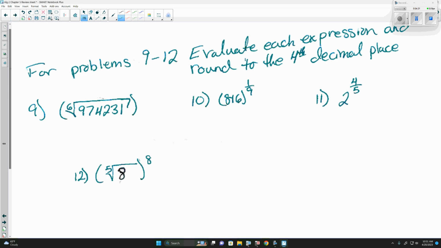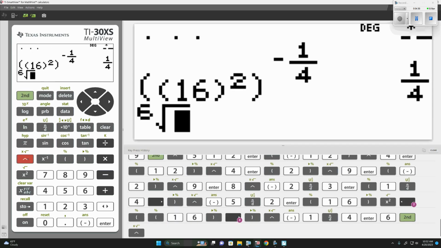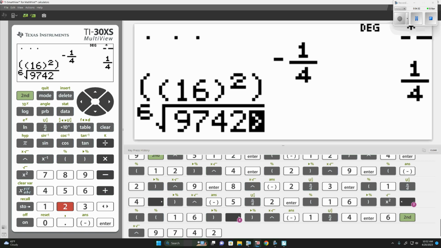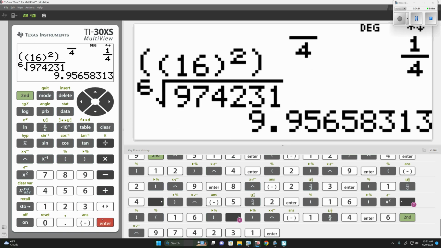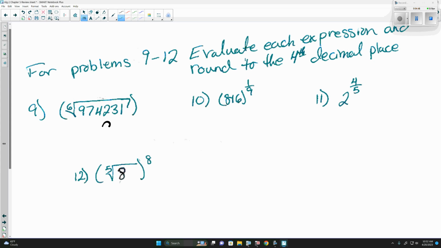Questions on 9 through 12? We plug them in. 974,231 to the 974. We get this if we plug it in. Now it says round to the nearest 4th decimal place, so we go 4 out, so 9.95958. We would round the second 5 to a 6, giving us 9.9566.